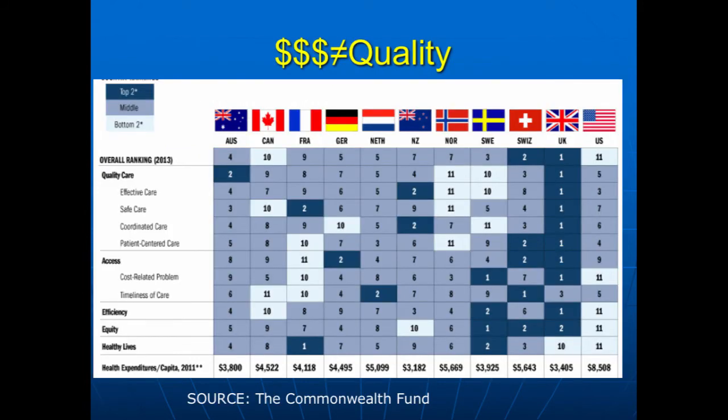A nuanced look at performance on multiple indicators versus other OECD countries comes regularly from the Commonwealth Fund. As you can see, the overall US rank is 11th out of 11. We do middling on quality of care, poorly on access, and last on efficiency, equity, and healthy lives.